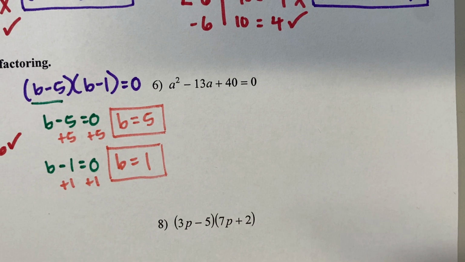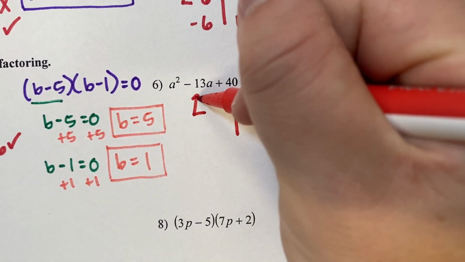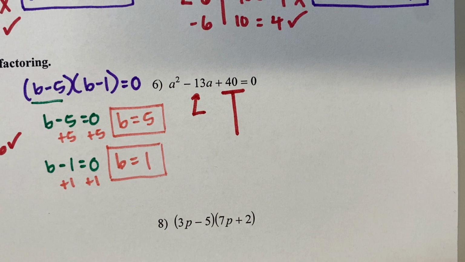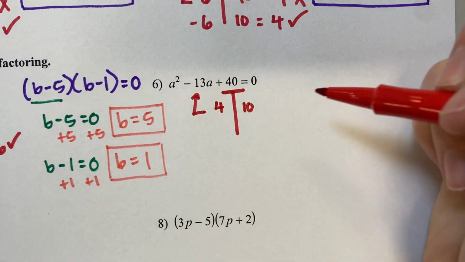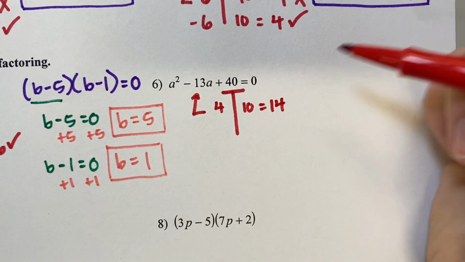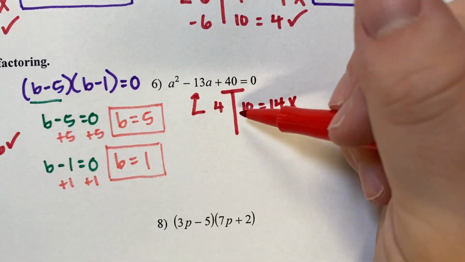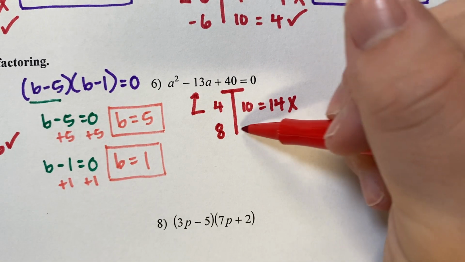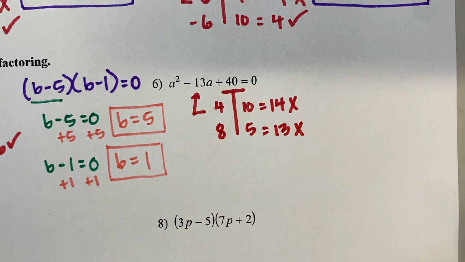Okay, so I need two numbers multiplied together to give me a positive 40, added together to give me a negative 13. Okay, well, let's try maybe 4 times 10 would give me 40. Added together, that's positive 14. No, not what we're looking for. Maybe let's try 8 times 5. Added together, positive 13. Close.